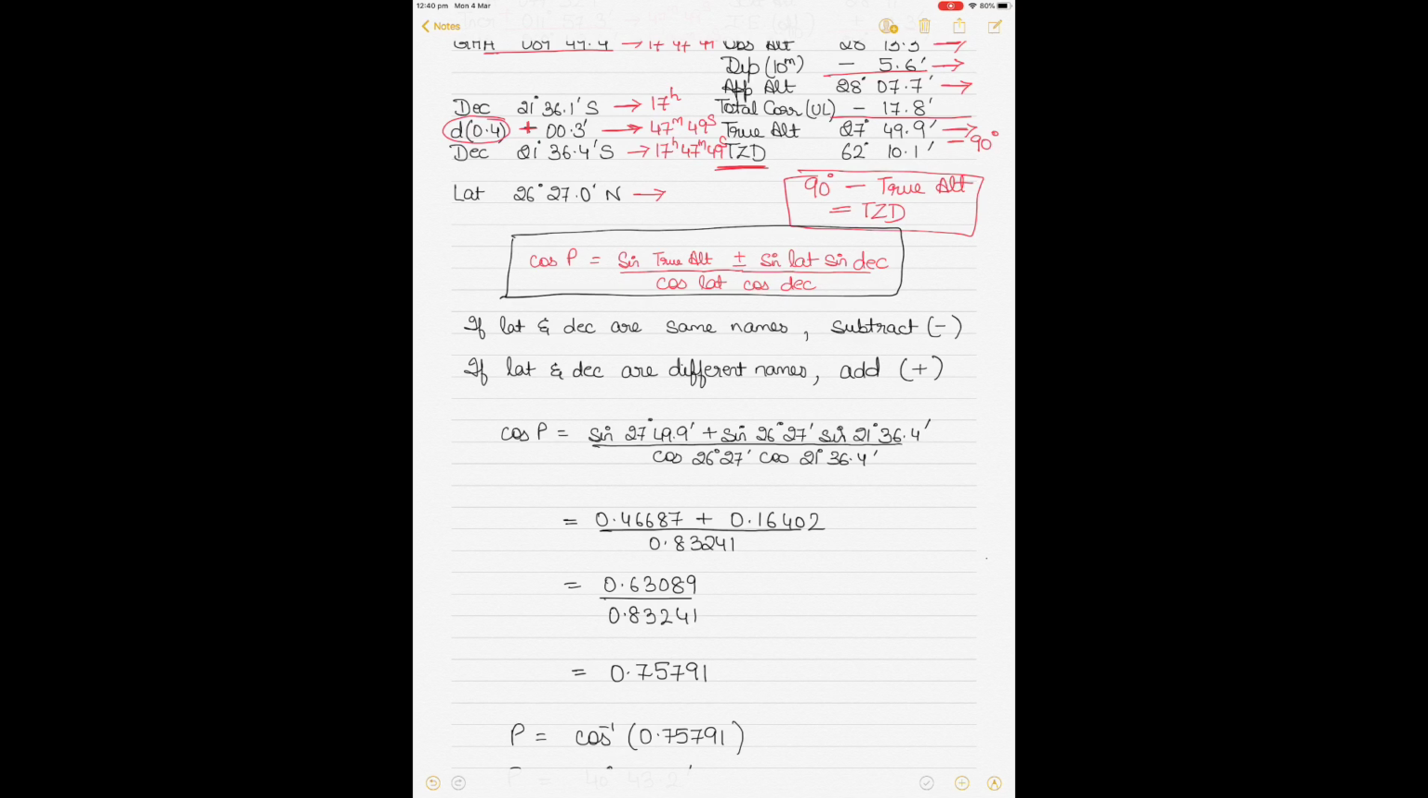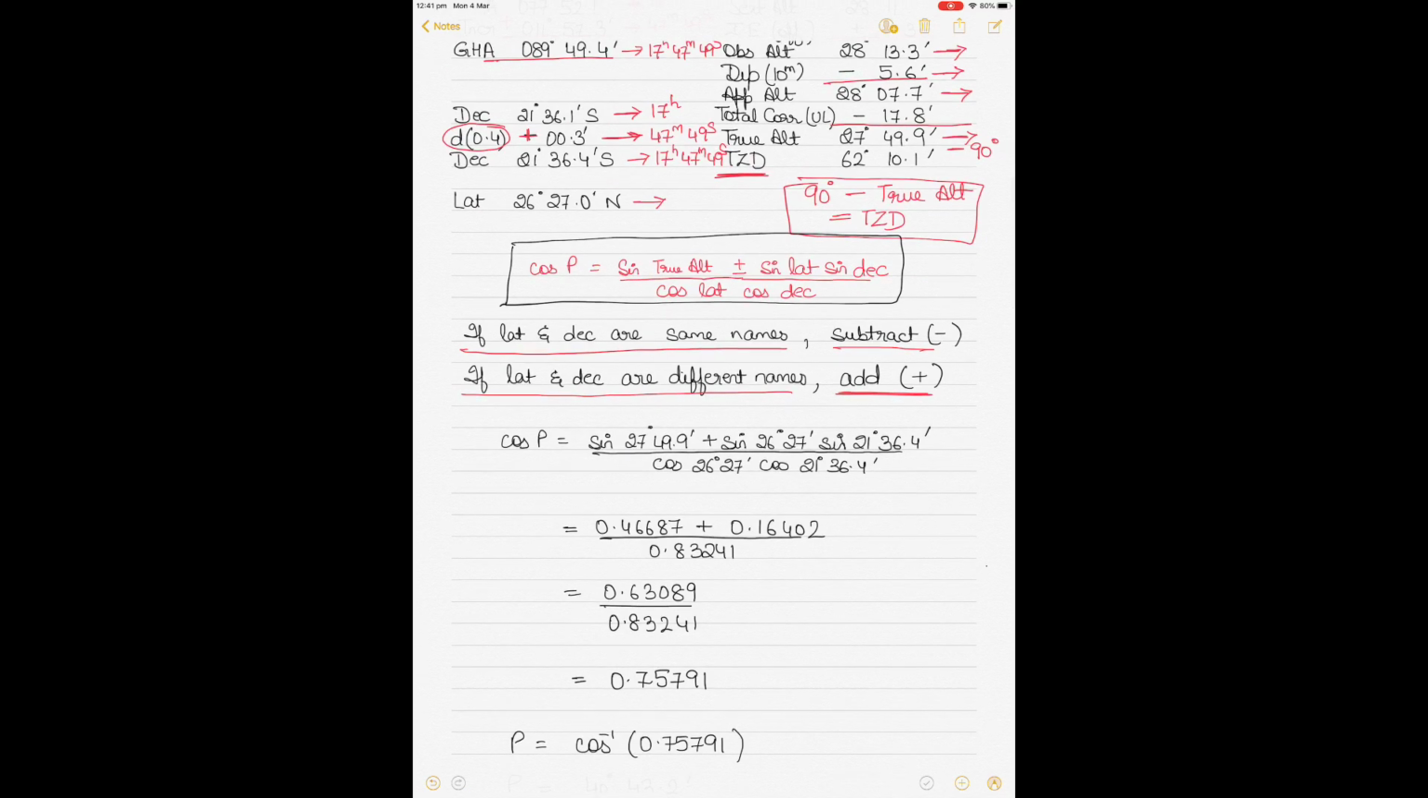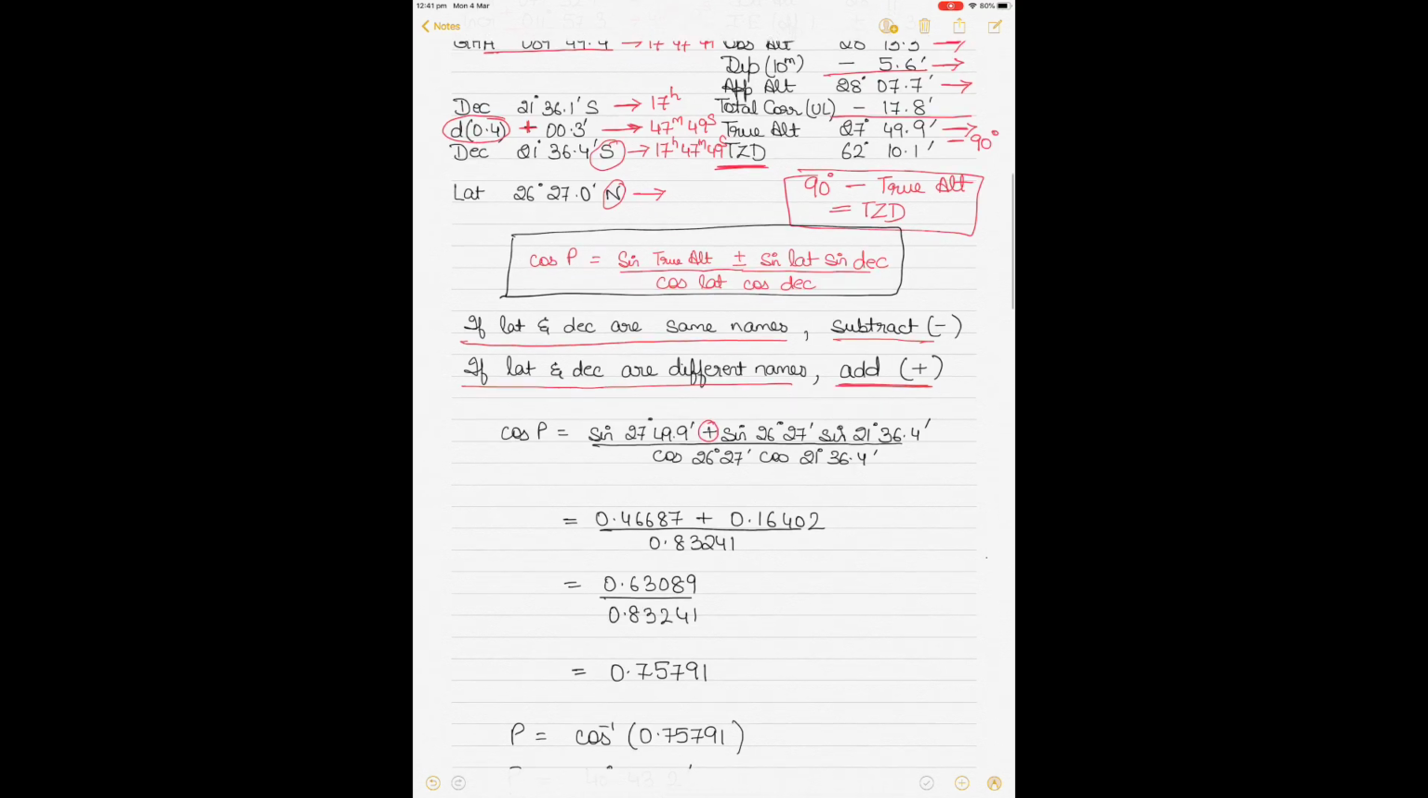This plus or minus means: if latitude and declination are the same names, both north and north or south and south, you will subtract, you will use a negative sign. If latitude and declination are different names, such as south and north or north and south, if one is north and the other is south, or vice versa, you will add. In this case, the declination was south and the latitude is north. They are different names. That's why I have used the plus sign in the equation, not the minus sign.